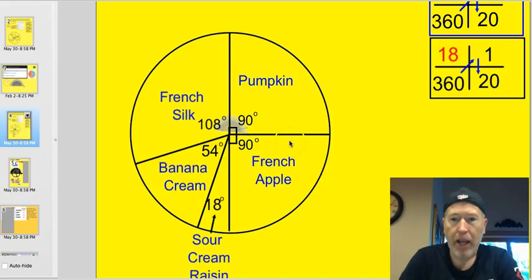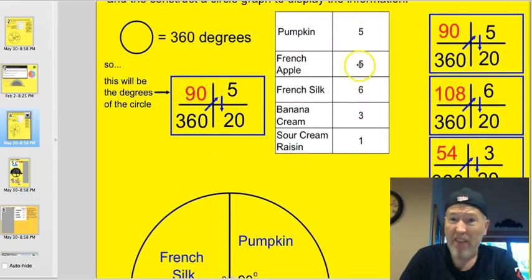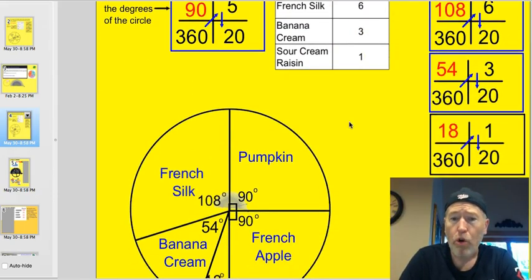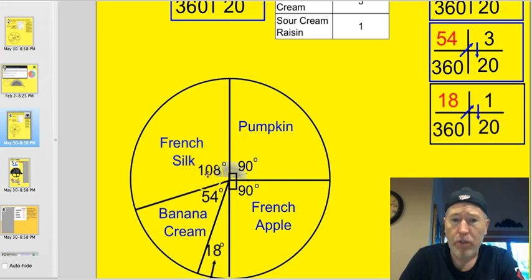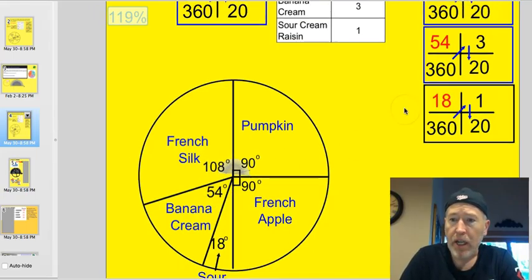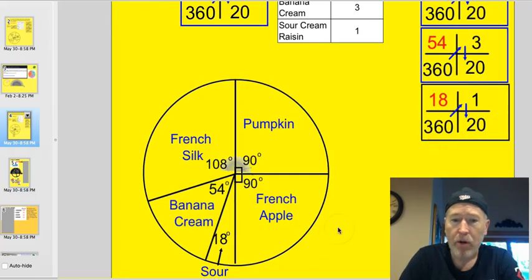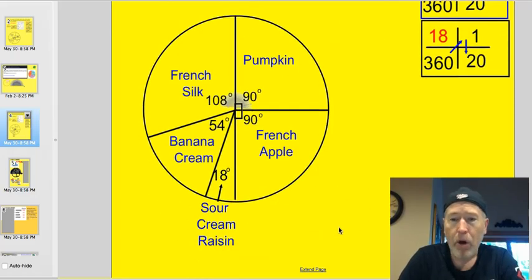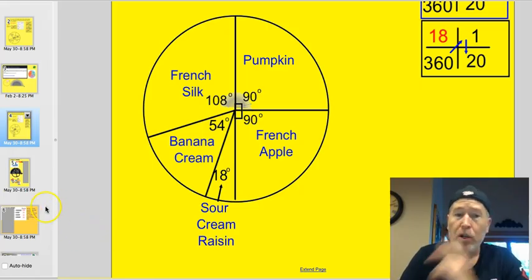There's my 90-degree angles, which represented 5 pies, or a quarter of the sales each. French silk was 108, that was 6 pies. Banana cream was 3 pies, each of them at 18 degrees was 54 degrees. And then here's that one I got from my dad, that sour cream raisin down there. Okay? All right, we're going to do one more.